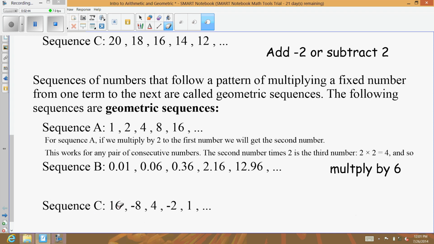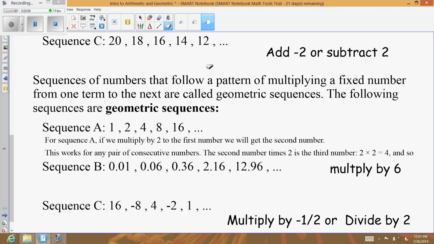Same here. 16, and then I go to -8, and then I go to a +4. So if you're changing from negative to positive, back to negative to positive, then you're multiplying by a negative number. And then you can try it again. -8 divided by 16 gives you a -0.5. All right, so you're either multiplying by a -0.5 or I will take multiplying by a -2.